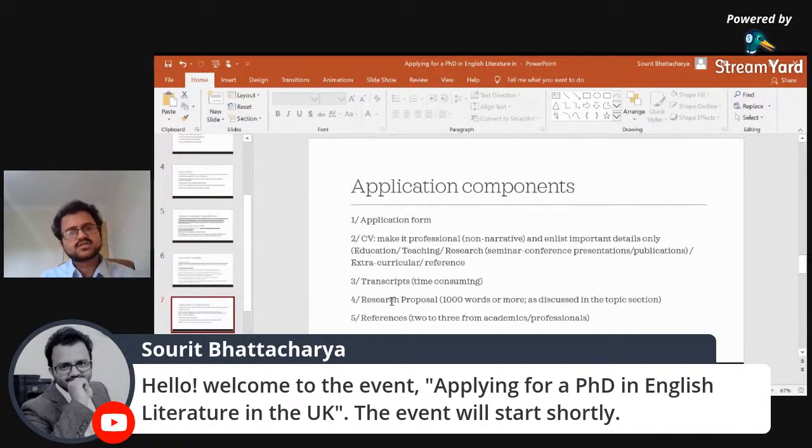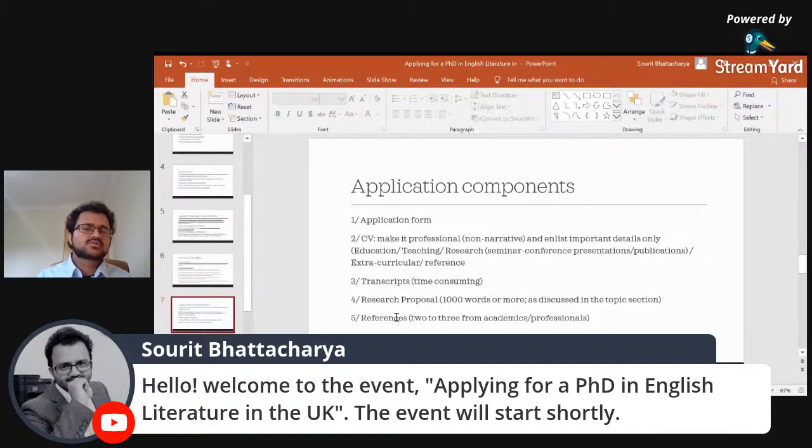Then the research proposal, ideally, as I said, 1,000 words or a little more, not more than 1,500 words, ideally between 2 and 4 A4 size pages. At most 2 pages are ideal, or at most 4 pages. And as I already discussed in the topic section, what you should have in this particular proposal, I'm planning to do one on drafting a research proposal later, so I'm going to be talking about it at length. And finally, references.